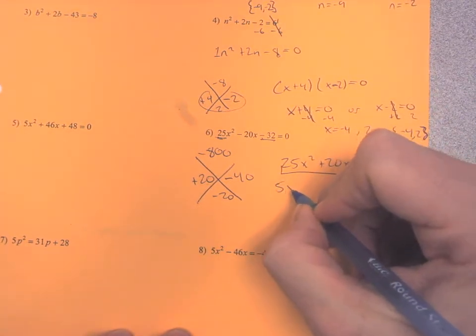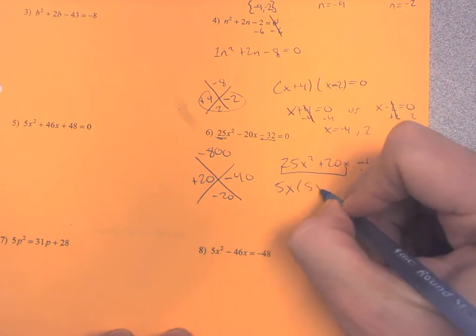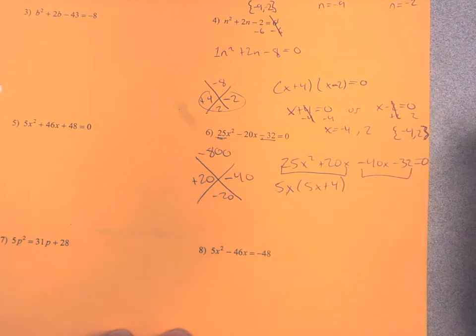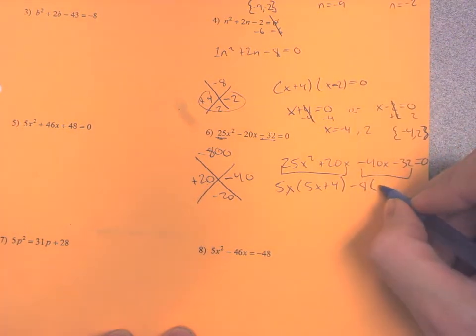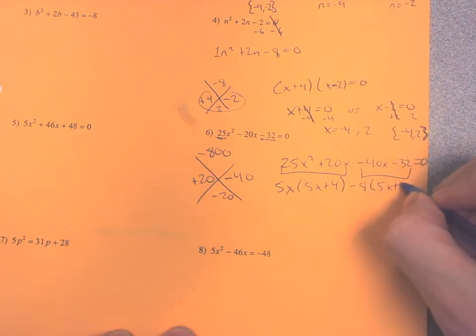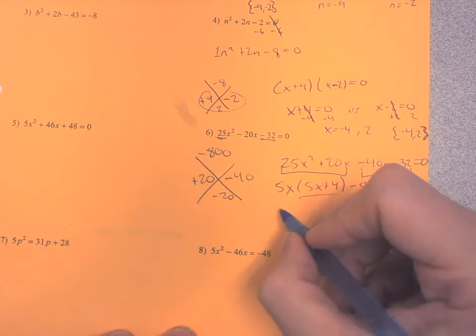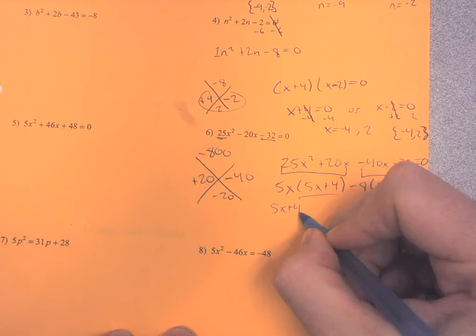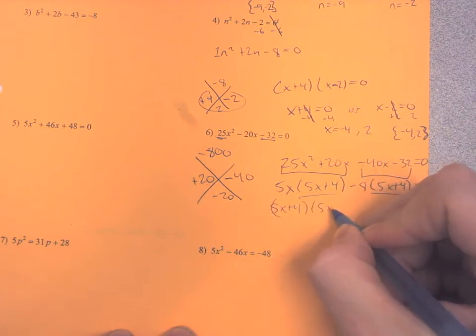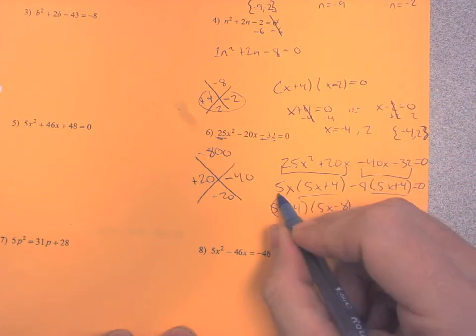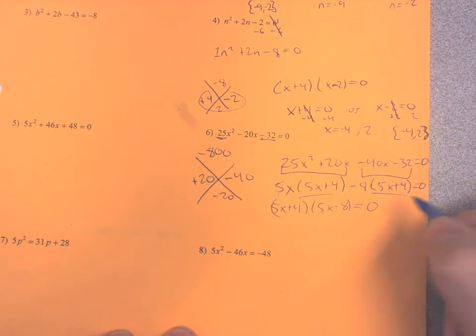So we got to take out a 5x, and we got 5x plus 4 in here. Here it looks like the common factor is 8. I'm going to take out a negative with that as well, since there's a negative there. And that's going to give me a 5x plus 4 as well. Okay. Factor out that common binomial. And what's left is the 5x minus 8.